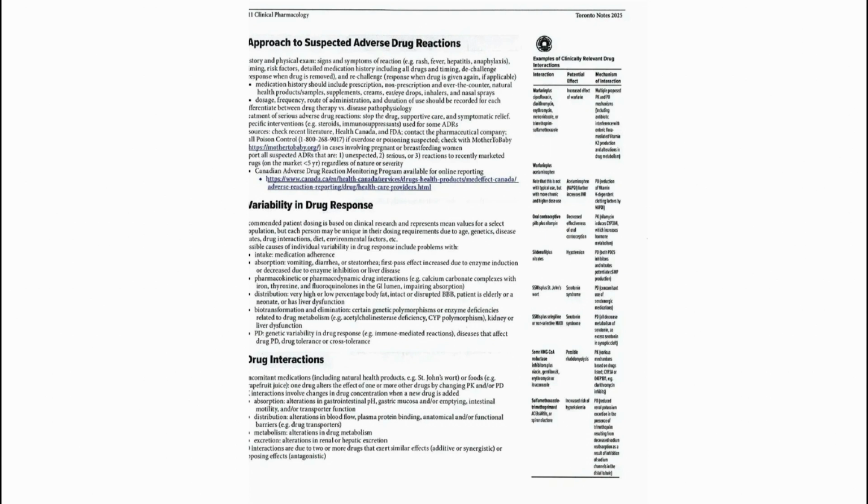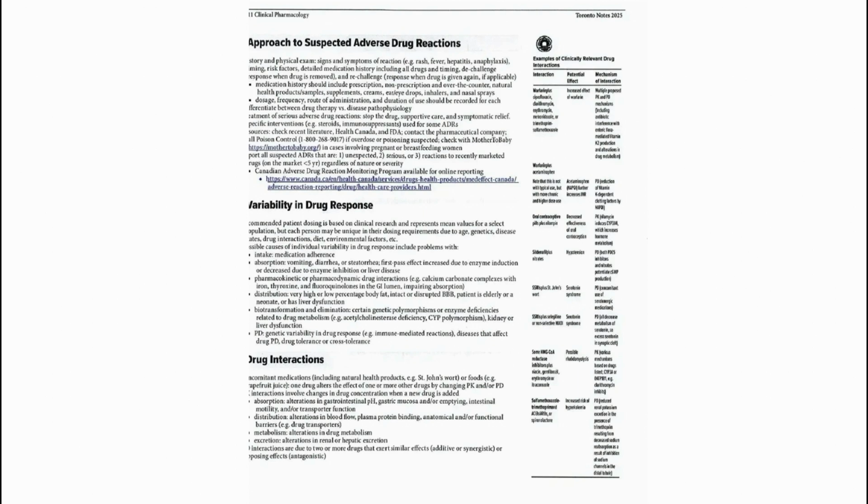Variability in drug response. Now, let's move to the next section titled Variability in Drug Response. One of the most important principles in pharmacology is that patients do not all respond to medications the same way. Clinical trials determine average doses, but individual patients often require adjustments. Many factors contribute to variability.